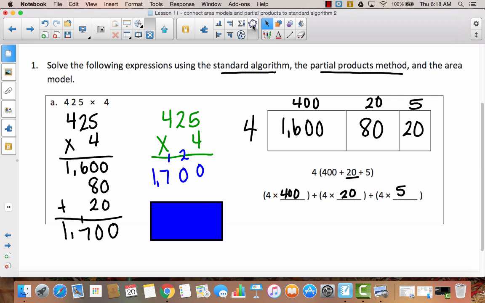Now, which of these methods did you think was the fastest? I bet you said standard algorithm, and I agree. So you might be thinking to yourself, if standard algorithm is faster, it's more efficient, I can do it, why do I have to bother with these?